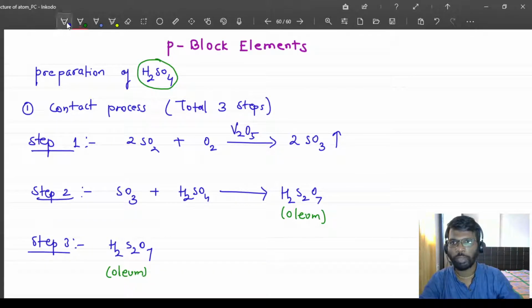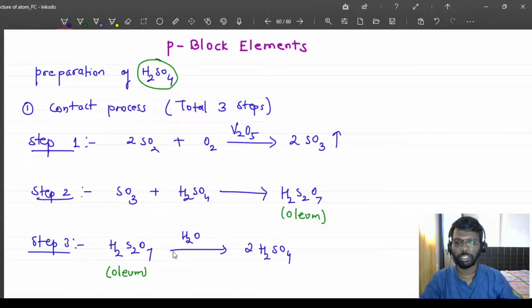you have to add water to this. Addition of the water. The steps are very simple. If you add water to this, you will get 2 moles of H2SO4. The reaction is balanced. If you see, this is 7 oxygen and 1 oxygen, so 8 oxygens. There are 8 oxygens, 4 hydrogens and 2 sulfur.